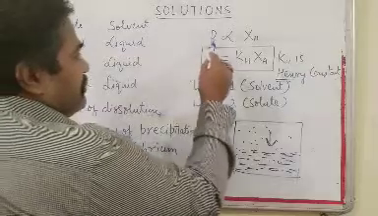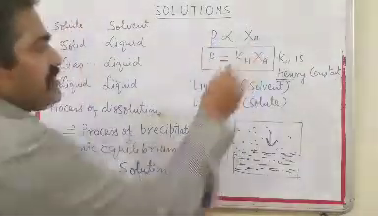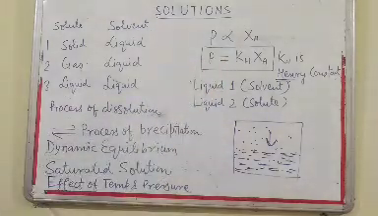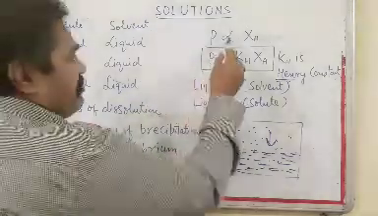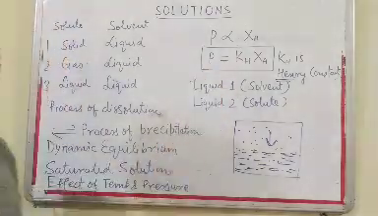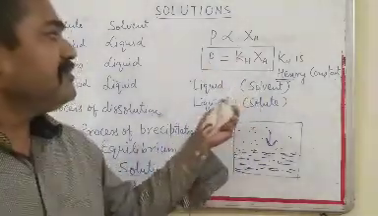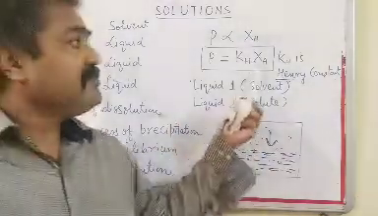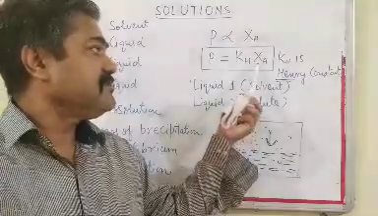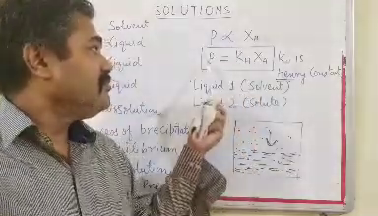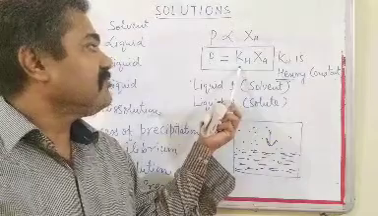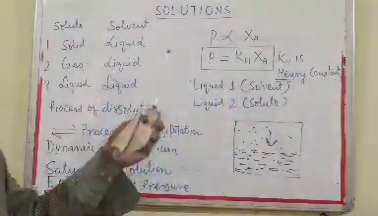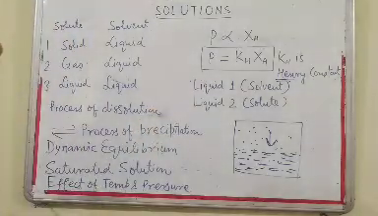In this way we can say the pressure P is directly proportional to the mole fraction, suppose it is Xa. On removing the sign of proportionality, P equals Kh Xa. This Kh is called Henry's constant. Okay. Now this Xa is the mole fraction. There is no unit of this one. So the unit of this Henry's constant Kh is equal to the unit of pressure.